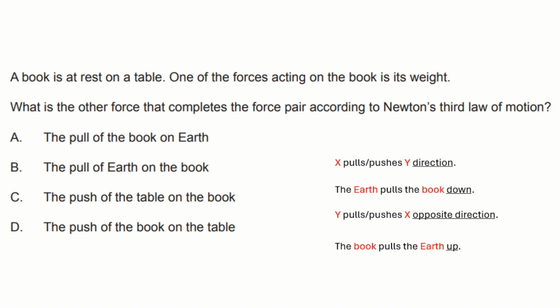Now, we don't notice this because the book is so small and the Earth is so big. The Earth doesn't really move according to that force because the acceleration according to that force would be so tiny, you just wouldn't notice it. But that's actually what's happening. If the Earth pulls you down, you are also pulling the Earth up. And therefore, our answer there is the pull of the book on the Earth.